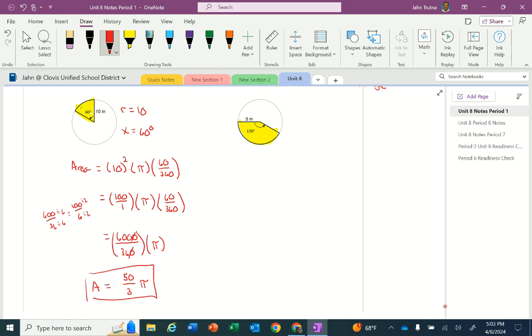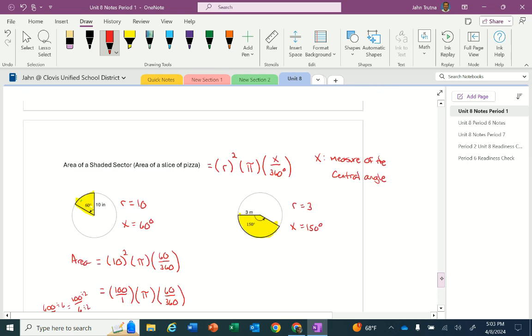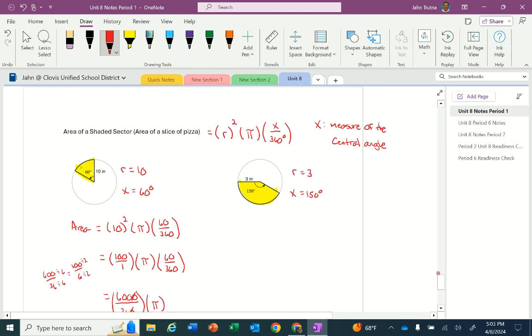The next circle right here, my radius is 3. My x, which is my central angle, is 150 degrees. I'm going to plug in 3 and 150 into my formula to find the area of the slice of the pizza, which is shaded in yellow. So I'm going to go the radius, 3 to the second power, multiplied with the number pi, multiplied with the fraction 150 over 360. 360, by the way, as we said earlier, comes from the entire circle being 360. 150 is the central angle.